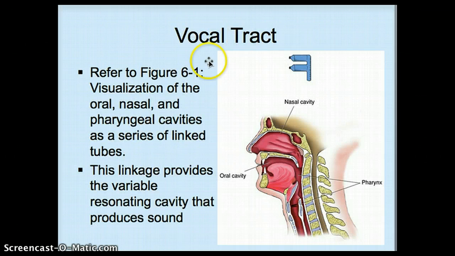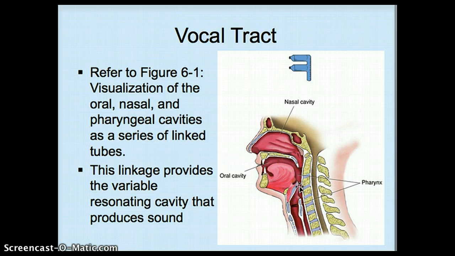So here's a better picture. Here you can see the nasal cavity. The oral cavity is the mouth here. And the pharynx is the throat, the back of the throat here. If you look, the oral, nasal, and pharyngeal cavities are linked like a series of tubes. Do you see this analogy up here of the tubes? The nasal, oral, and pharyngeal cavities look like a tube.